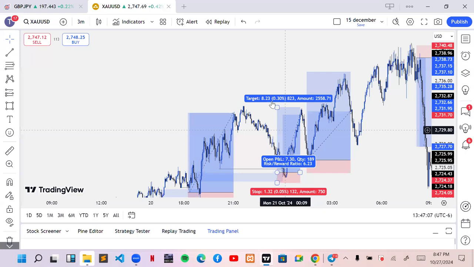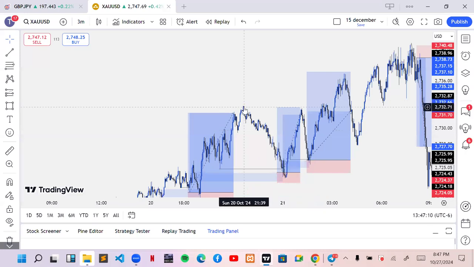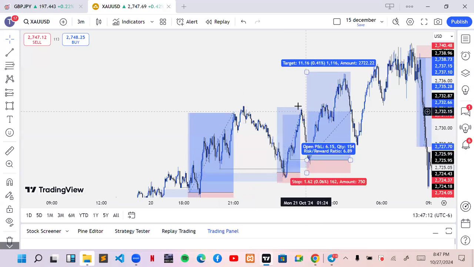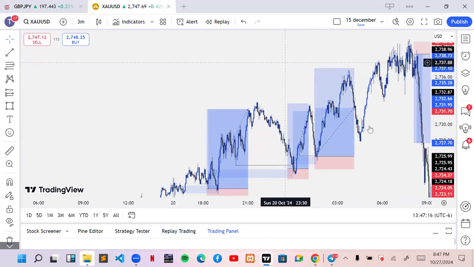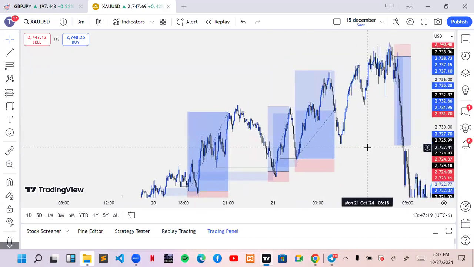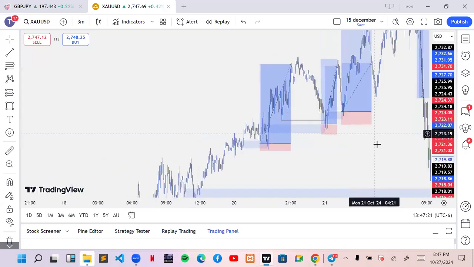So for my take profit, this trend line liquidity has to be cleared. My take profit on this trend line liquidity also has to be cleared. But I was targeting extra pips because I knew that gold was bullish. Okay. So that's just it. That's how I was able to catch the trade.